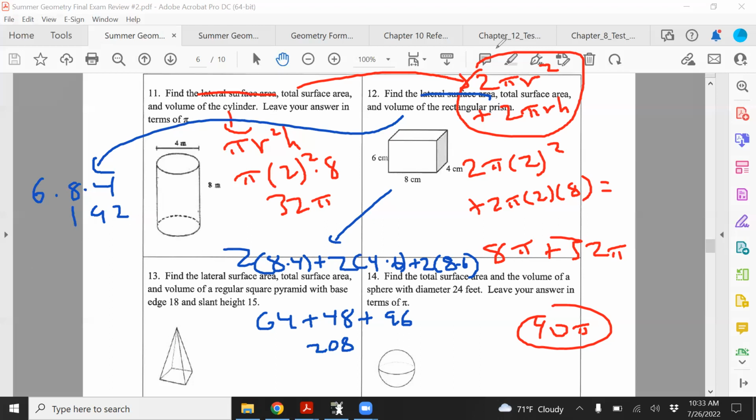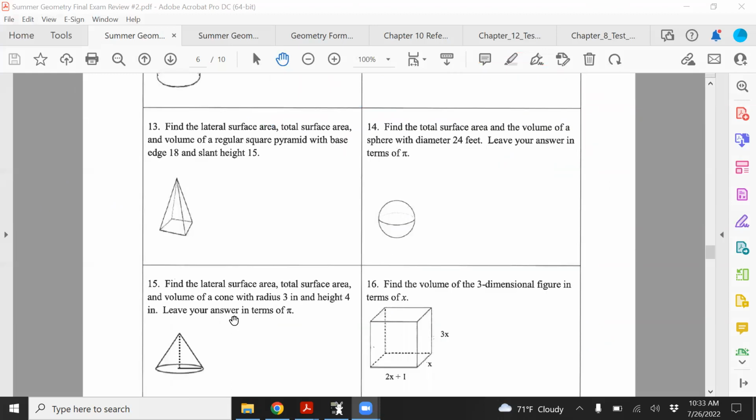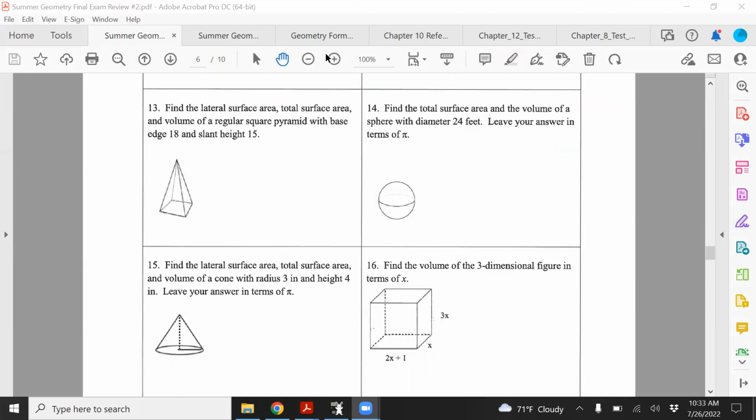Excuse me. Lateral surface area, again, don't worry about that. So surface area of a sphere, 4 pi r squared. Volume of a sphere, 4/3 pi r cubed.